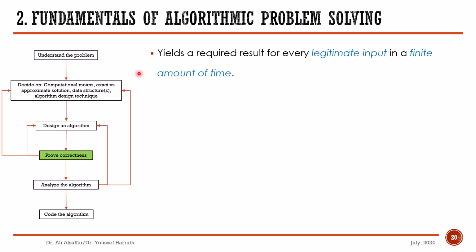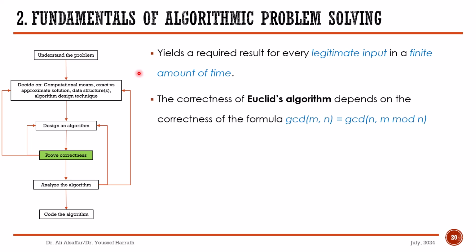Once an algorithm has been specified, you have to prove its correctness. That is, you have to prove that the algorithm generates a required result for every legitimate input in a finite amount of time. For example, the correctness of Euclid's algorithm for computing the greatest common divisor depends on the correctness of the formula GCD(m, n) = GCD(n, m mod n). Therefore, the proof of this mathematical relation is considered as the proof of the correctness of the algorithm.